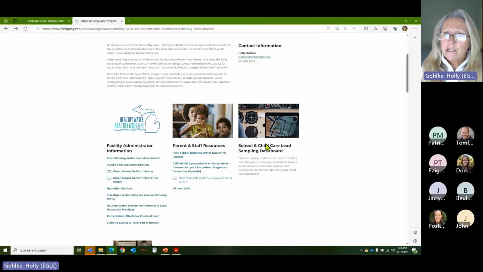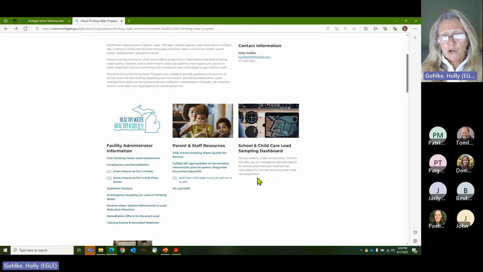And pretty soon we're going to have a lead sampling dashboard. It's under construction right now. We're trying to get it to have a link, so that communities can look to see if their school or childcare did water sampling, what the results are, and know if they've participated in the program that I have or not.